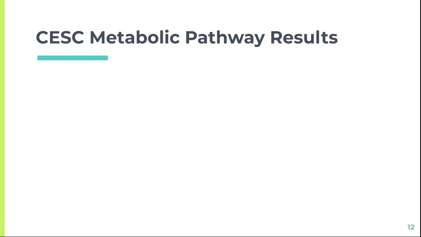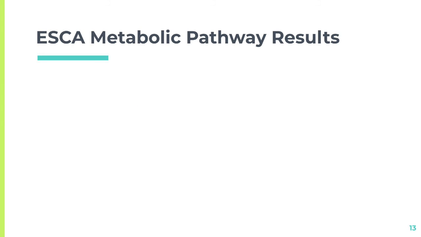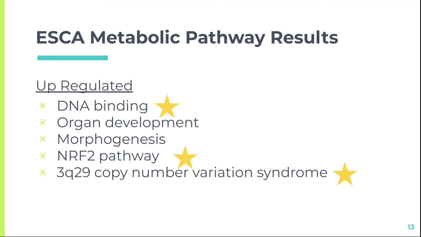Fourthly, we have cervix. Within cervix, we saw transporter complex being affected and 3q29 copy number variation syndrome. This is interesting given our premise of looking at copy number variation. Finally, we have esophagus cancer. Here we saw, again, many of the same pathways being affected across the cancers, but we also saw special pathways related to different cancers, such as organ development and morphogenesis.